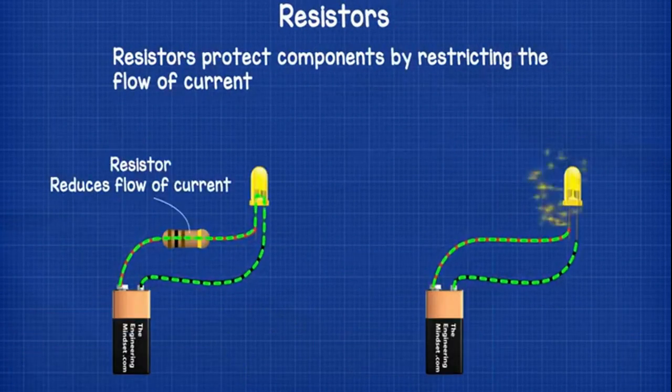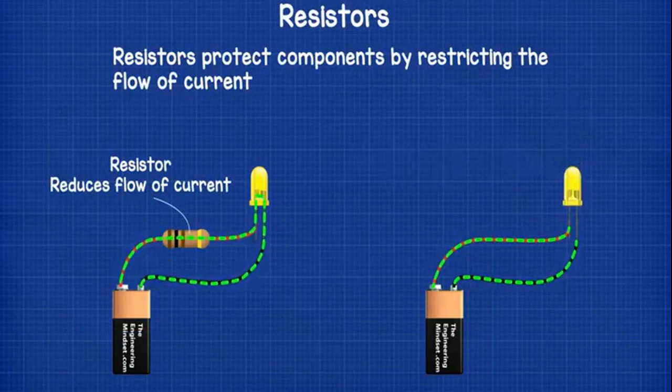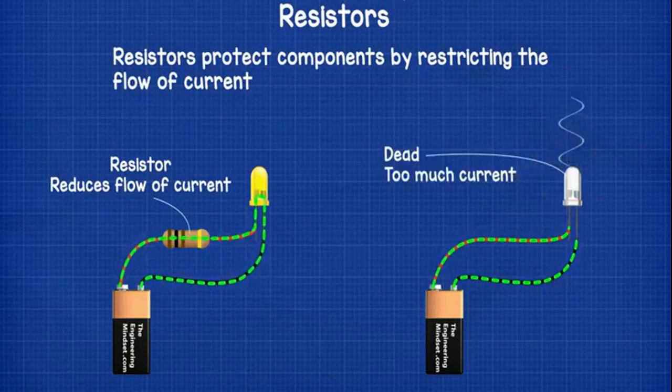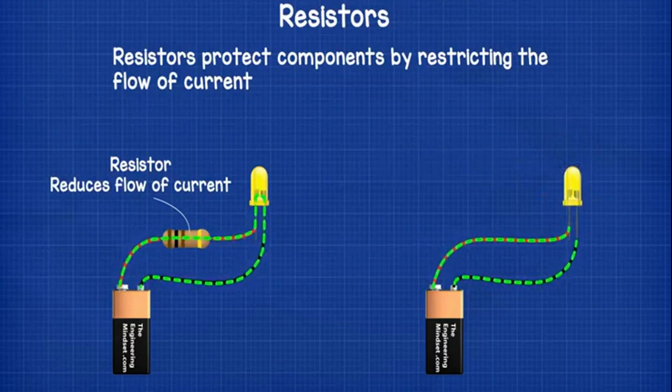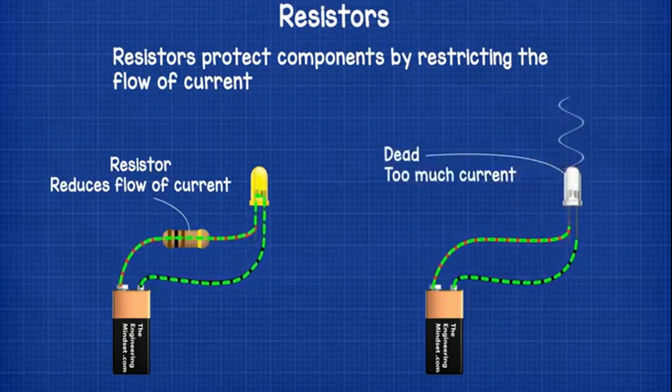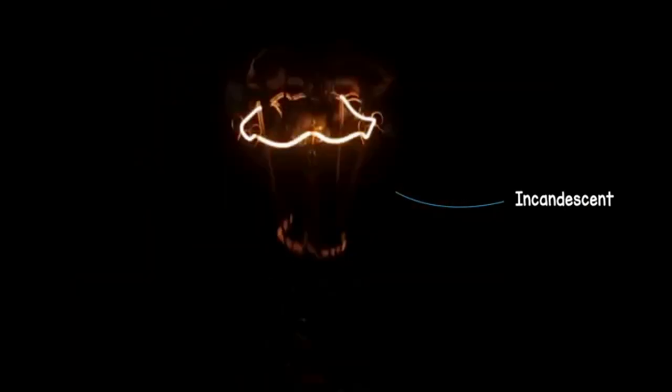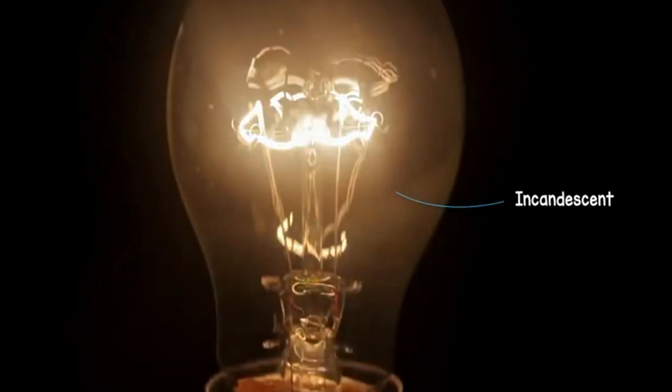Electrical circuits use specially designed components known as resistors to purposely restrict the flow of electrons. This is either to protect other components from too many electrons flowing through it, or it can also be used to create light and heat, such as in an incandescent light bulb.